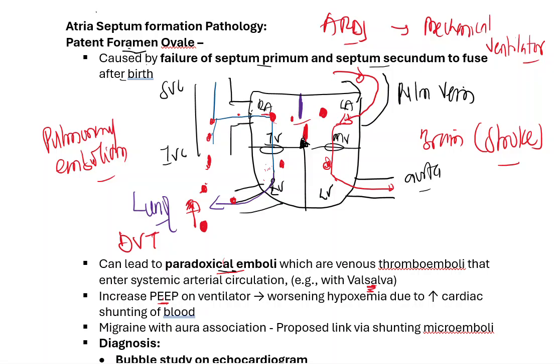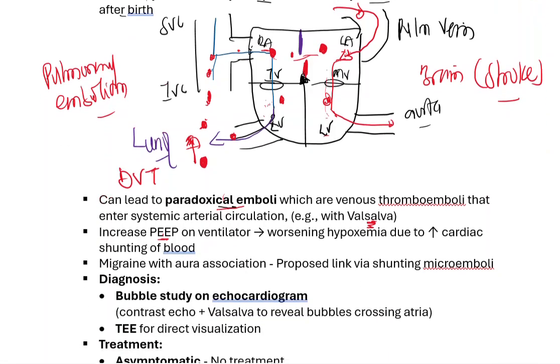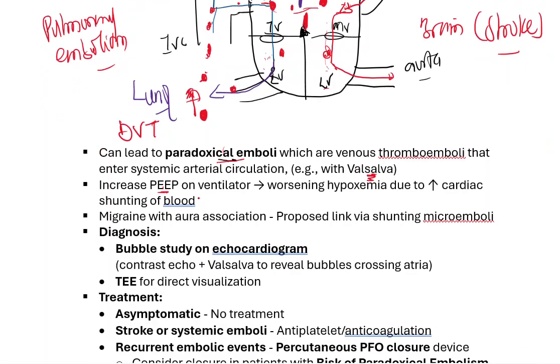Deoxygenated blood, because the blood cannot go into the lungs, and now that blood will be moving from the right atrium into the left atrium. And that deoxygenated blood now will end up in the left ventricle, and that could go into the systemic circulation. So that could cause worsening hypoxemia, right? So increased PEEP on the ventilator could lead to worsening hypoxemia due to increased cardiac shunting of blood.